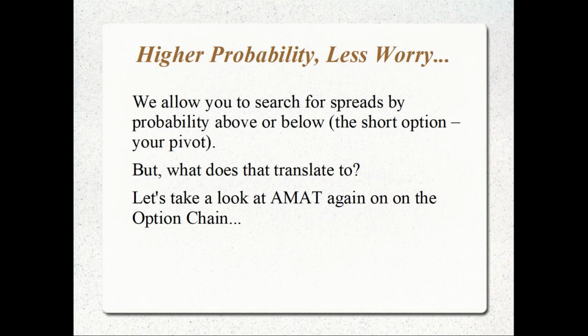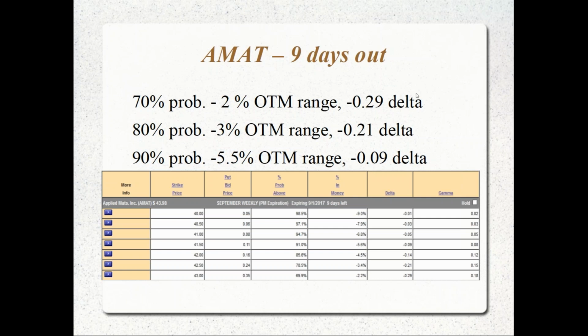But what does that translate to? Again, I'm going to show you that again. Let's take a look at AMAT. We're going to look at just the put chain for the 9-day out series, and again, the 23-day out series. Here we see a screenshot from earlier this morning. Here's that 78.5% probability at the 42.5 strike from 9 days out. For 9 days out, that translates to 3.4% out of the money with a delta of negative 0.21.